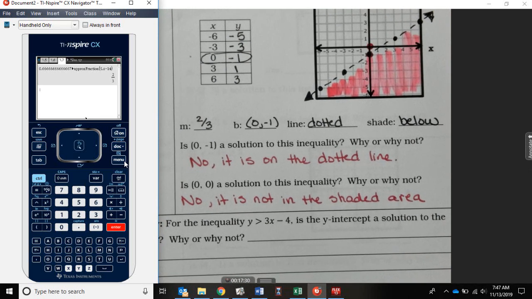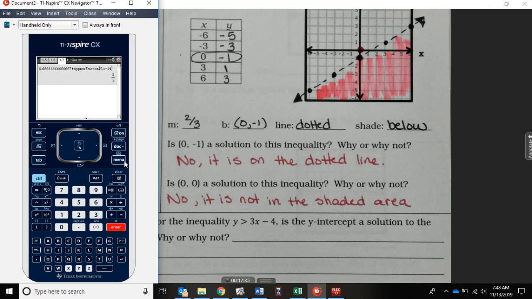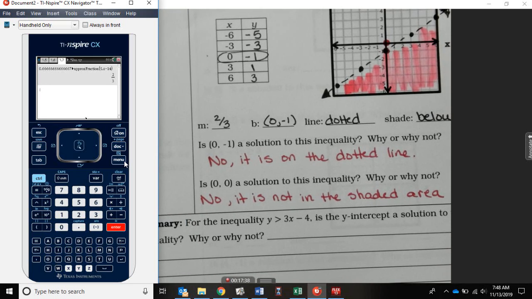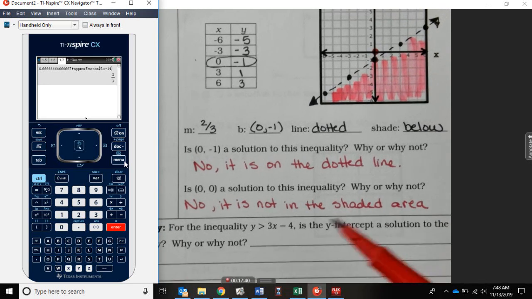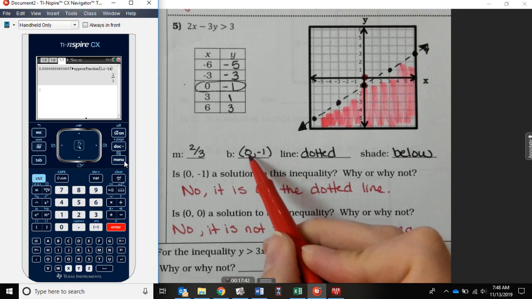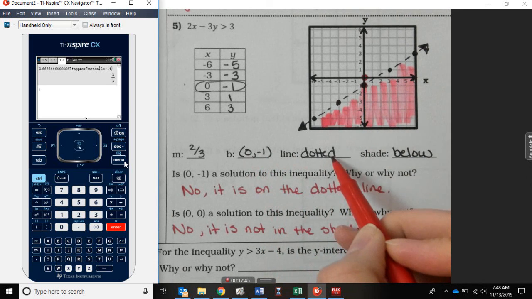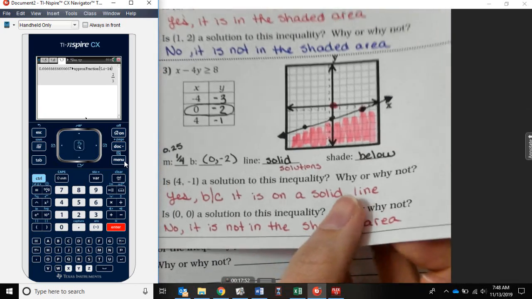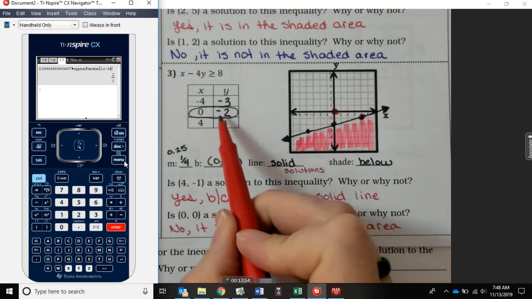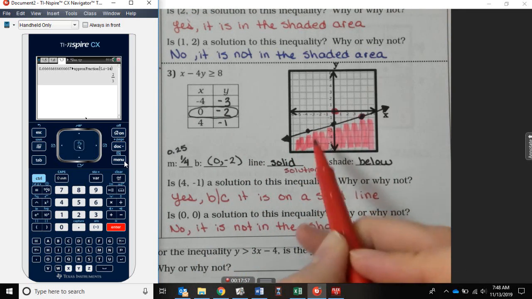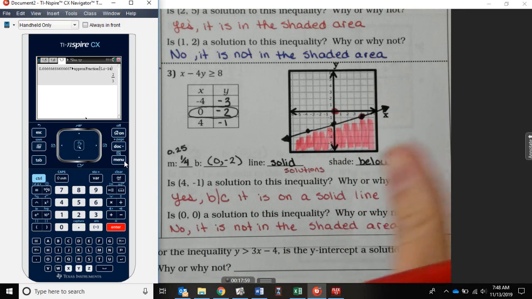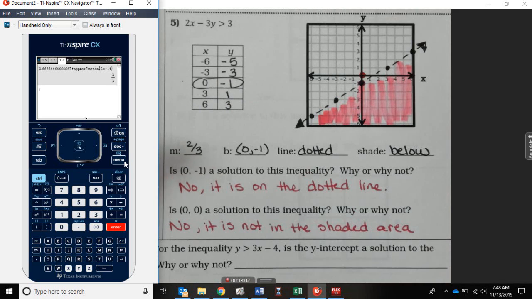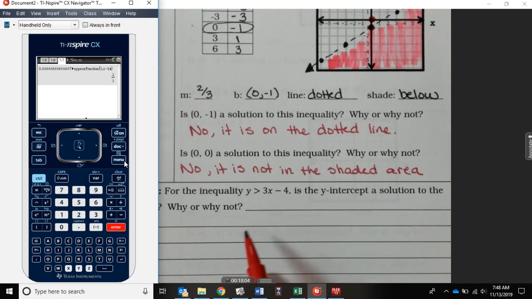And it says, for the inequality y is greater than 3x minus 4, is the y-intercept a solution to the inequality? Why or why not? And so remember up on this one that we just finished, the y-intercept was on a dotted line, so it did not count. But on number 3, which was on the front of your paper, the y-intercept was on a solid line, so it did count. Okay, so I want you to write complete sentences for your summary question. Before you do that, you need to go graph it.